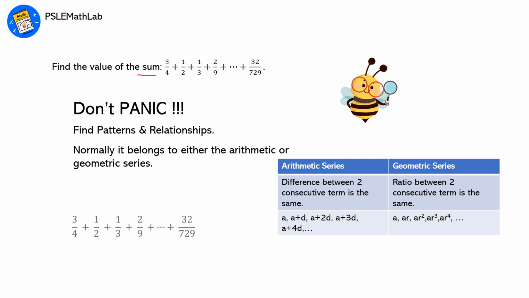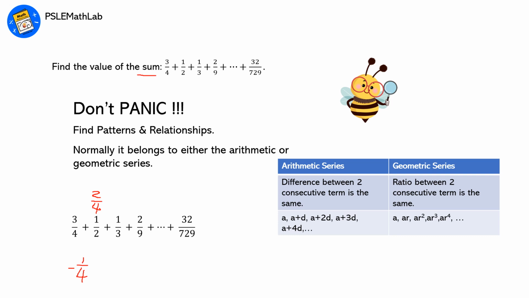So now let's look at what is the relationship between the consecutive terms in this series. So here the first thing is 1/2 equals 2/4. So the constant difference is negative 1/4. So 3/4 minus 1/4 equals 2/4, which is 1/2.